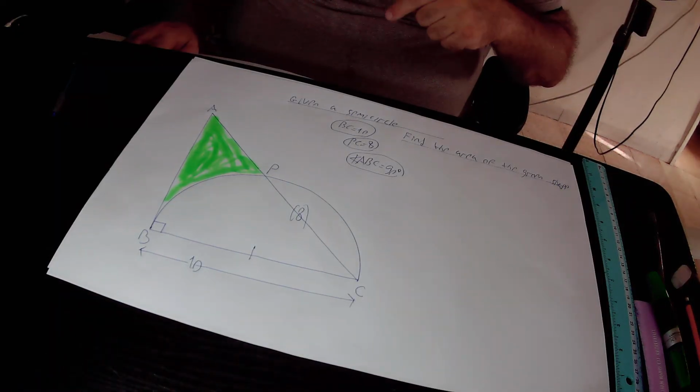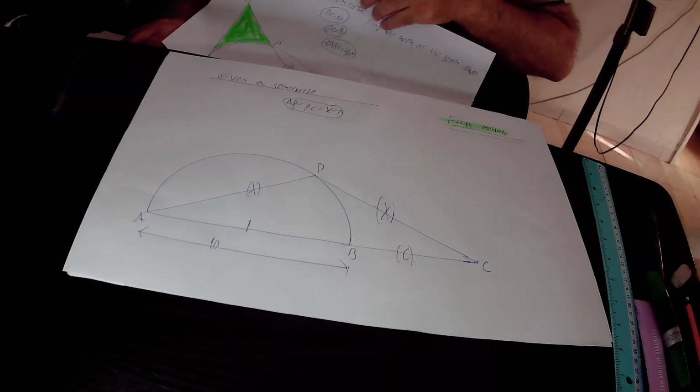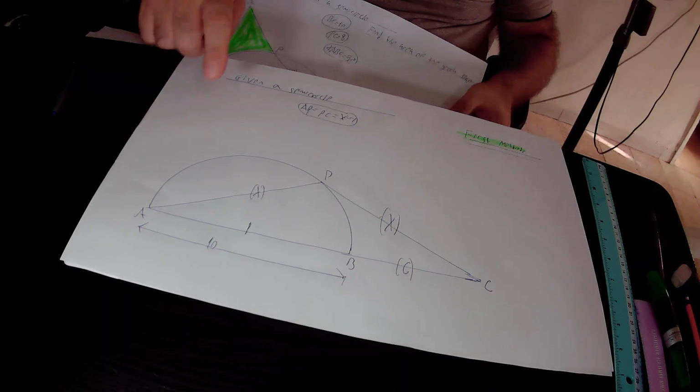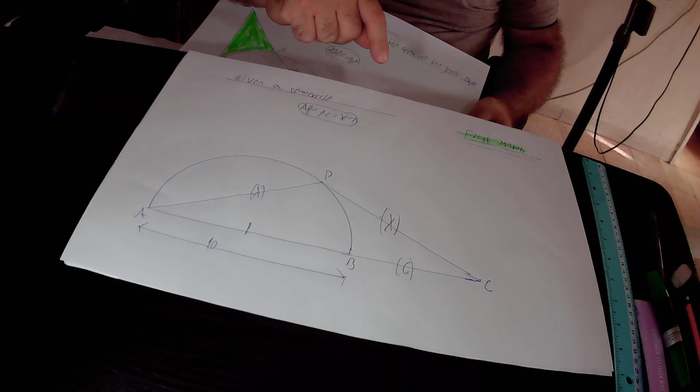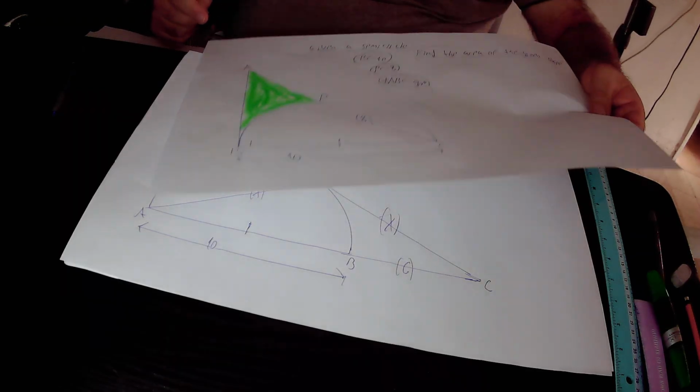Hello, in this lecture we'll answer two questions. In the first question, we find out the area of this green shape. And in the second question, we find out the length of this line segment AE that is equal to x. We have to find out the value of x. So we start with the first question.